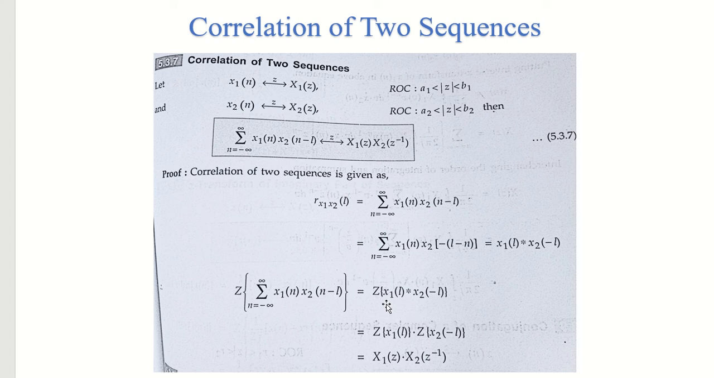The z transform of this convolution function will be z of x1 of L into z of x2 of minus L. So the final z transform will be X1 of z into X2 of z inverse, because it was x2 of minus L, right? So we saw this earlier. So the final transform will look like this, and hence we proved the correlation property as well. Now let's see the next one.